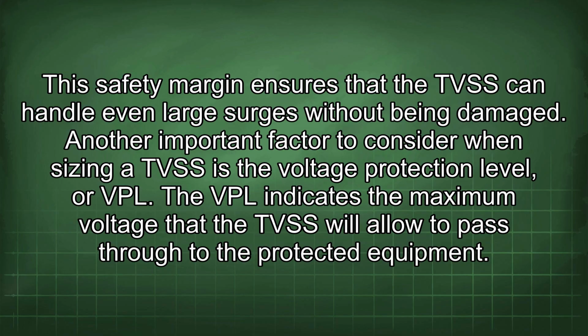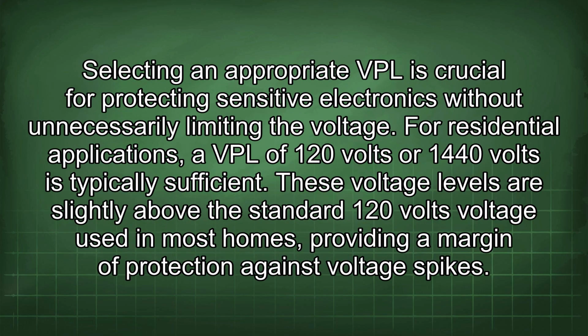Another important factor to consider when sizing a TVSS is the voltage protection level, or VPL. The VPL indicates the maximum voltage that the TVSS will allow to pass through to the protected equipment. Selecting an appropriate VPL is crucial for protecting sensitive electronics without unnecessarily limiting the voltage. For residential applications, a VPL of 120 volts or 1440 volts is typically sufficient. These voltage levels are slightly above the standard 120 volts used in most homes, providing a margin of protection against voltage spikes.